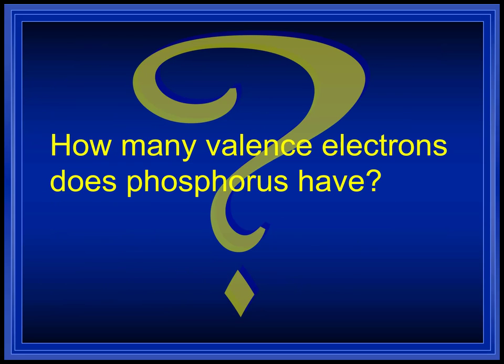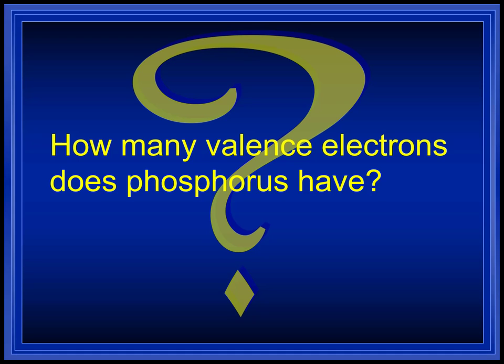How many valence electrons does phosphorus have? First step, find it on the periodic table. How many valence electrons? Let's say it's group 5A. If you can't see the numbers, you can count. 1, 2, 3, 4, 5A. So 5A means it's got 5 valence electrons. Okay?